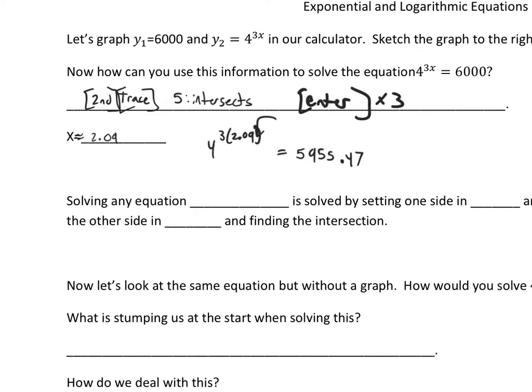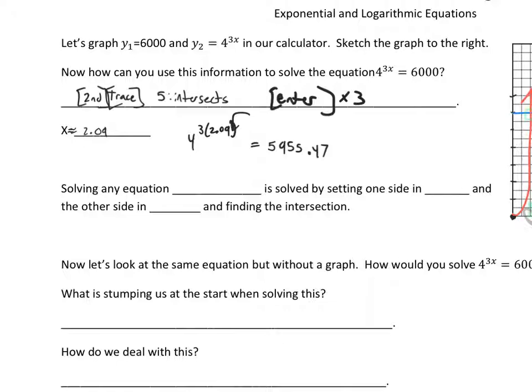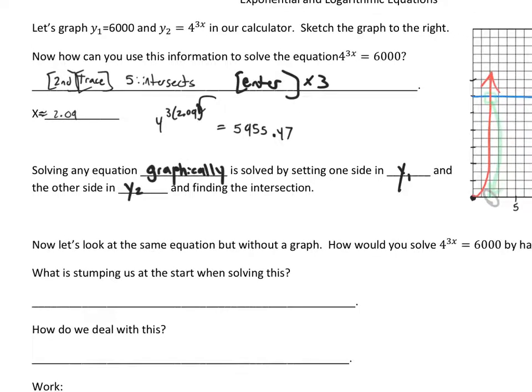So, let's take a look at this. Solving any equation graphically, which is what we just did, is solved by setting one side in y1 and the other side in y2 and finding their intersection. I do this on the math team all the time. They'll give me an equation where both sides are very complicated and I don't know how to solve it by hand, but if you can graph it, all you have to do is find out where they cross.